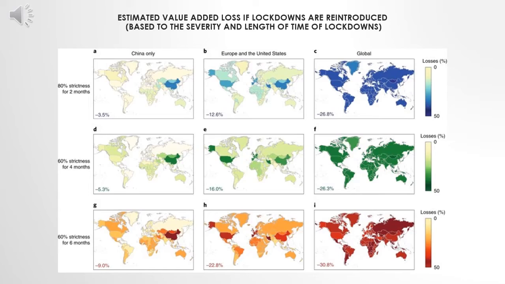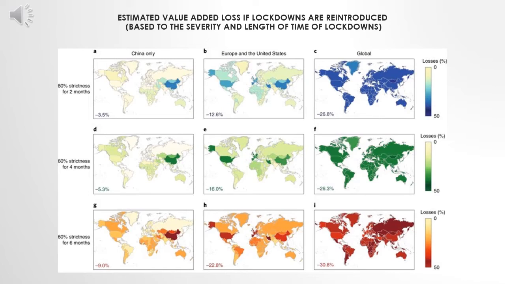The second row illustrates 60% strictness for 4 months. In China only, this would result in 5.3% loss. In Europe and the United States, this would result in 16% loss. And globally, this would result in 26.3% loss.